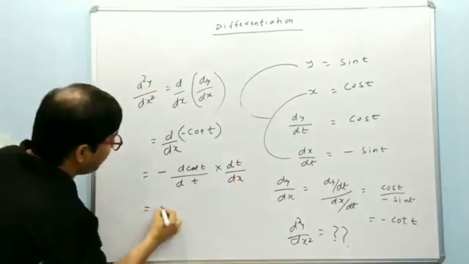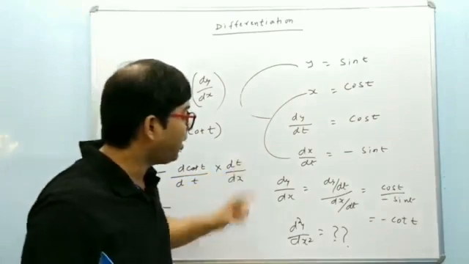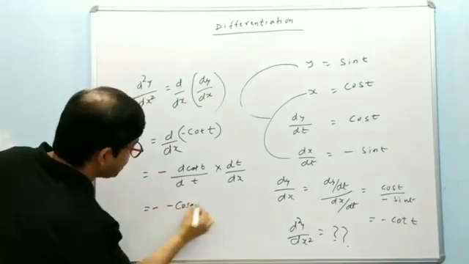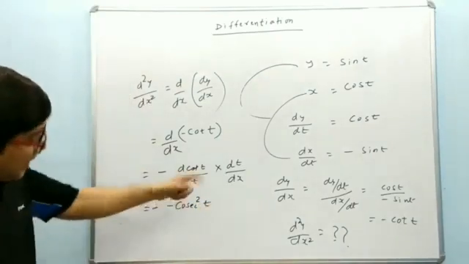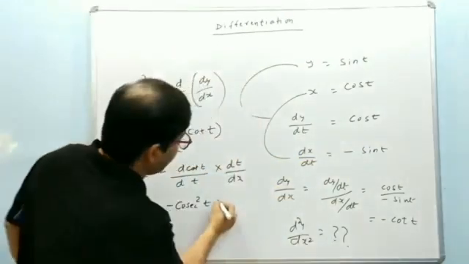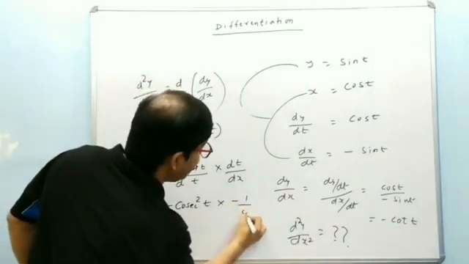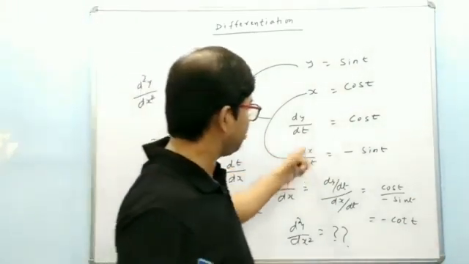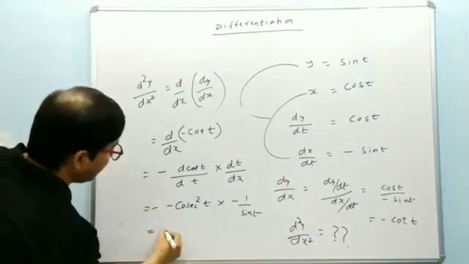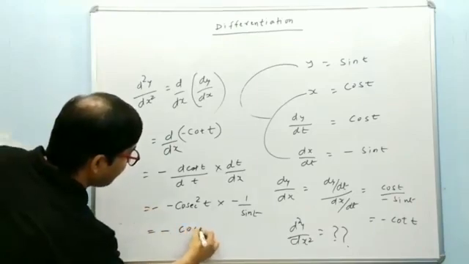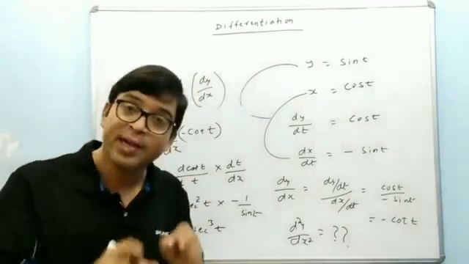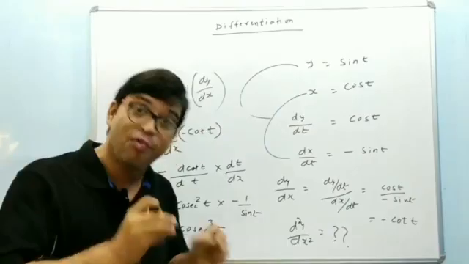So what's coming out to be minus differentiation of cot t with respect to t, it will give you the result minus cosec square t, and dt by dx, we got the value of dx by dt. So dt by dx is what? Minus 1 by sin t. Dx by dt is this thing, so dt by dx will be the reciprocal of that. So it is coming out to be actually minus cosec cube t. So be very careful while finding the double derivative in the case of parametric form.